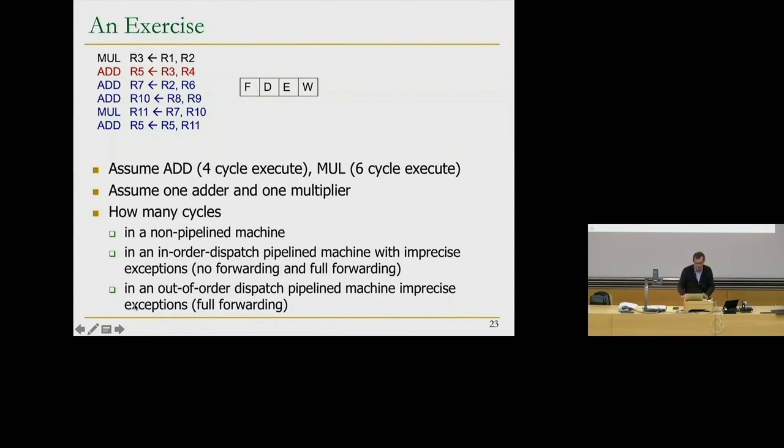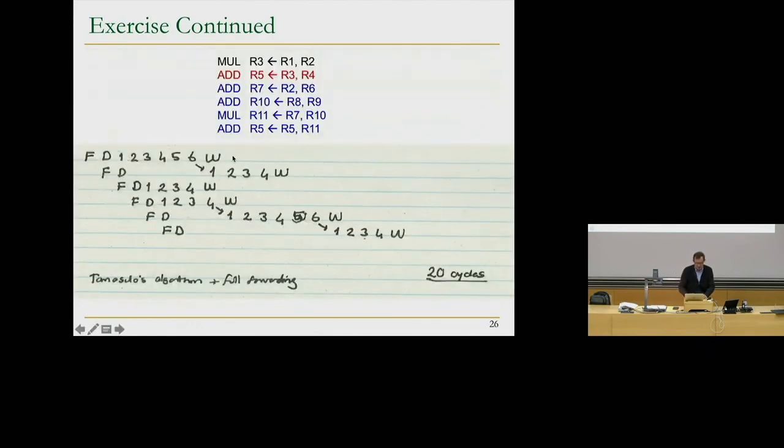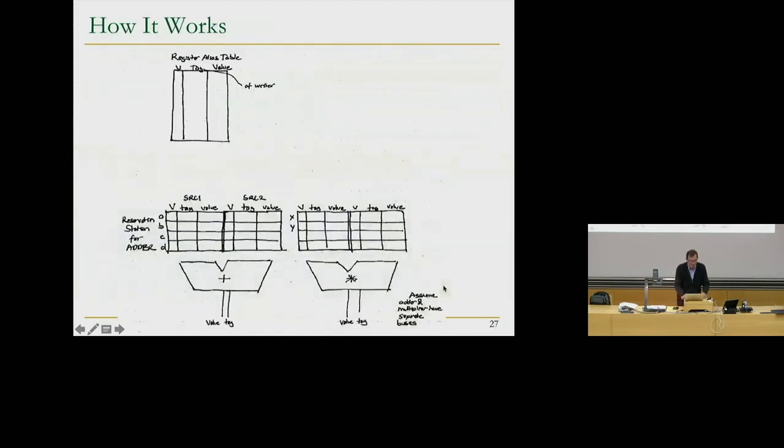So ignore the reorder buffer for now. This is the same question, and I'm not going to do the first part. This is the execution timeline with scoreboarding. It looks terrible. It takes about 31 cycles. This is the execution timeline with data forwarding. You can reduce the execution time to 25 cycles. Okay, you can do this on your own. We've already done it. And if you actually have Tomasulo's algorithm, which is out-of-order execution, you reduce it to 20 cycles. So your 25 cycles become 20 cycles. Now let's take a look at how we make it 20 cycles.